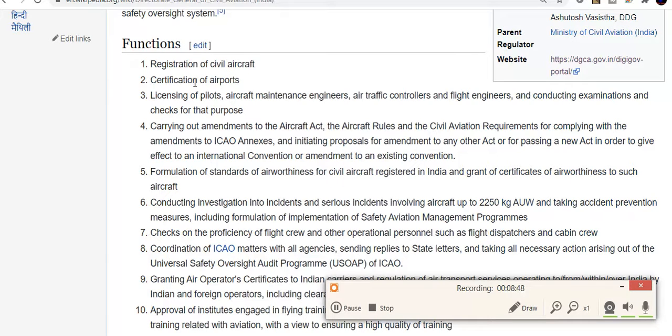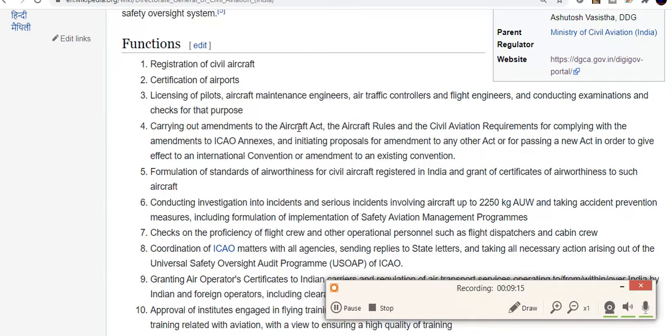Pilots and other bodies: pilots are there, aircraft maintenance engineers are there, air traffic controllers and flight engineers are there, examination conduction is there, and other things. So licensing of these. Okay, you can think of different stakeholders and you will be able to write the points. Apart from that, carrying out amendments to the Aircraft Act, the Aircraft Rules and all those things.